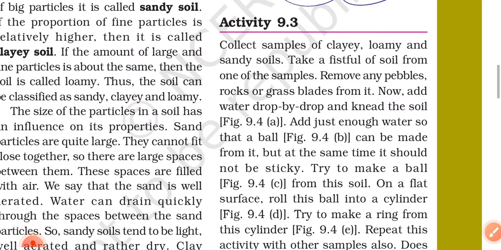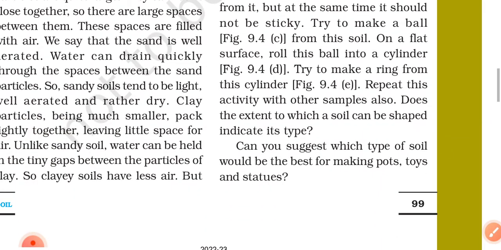Try to make a ball, figure 9.4c, from this soil on a flat surface. Roll this ball into a cylinder, figure 9.4d. Try to make a ring from this cylinder, figure 9.4e. Repeat this activity with the other samples also. Does the extent to which a soil can be shaped indicate its type? Can you suggest which type of soil would be the best for making pots, toys, and statues?